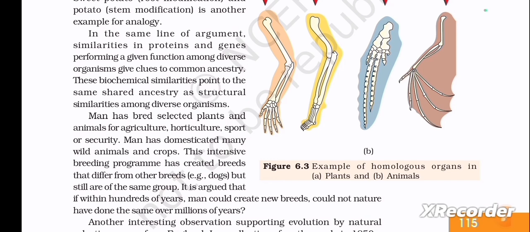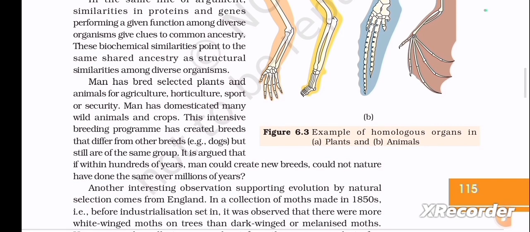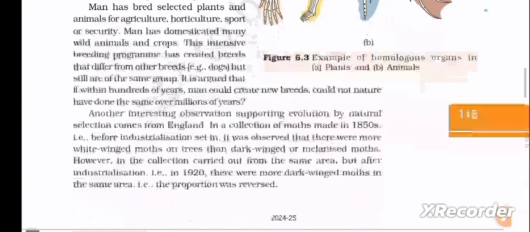Man has bred and selected plants and animals for agriculture, horticulture, sport or security. Man has domesticated many wild animals and crops. This intensive breeding program has created breeds that differ from other breeds, for example dogs, but still are of the same group. It is argued that if within hundreds of years man could create new breeds, could not nature have done the same over millions of years?